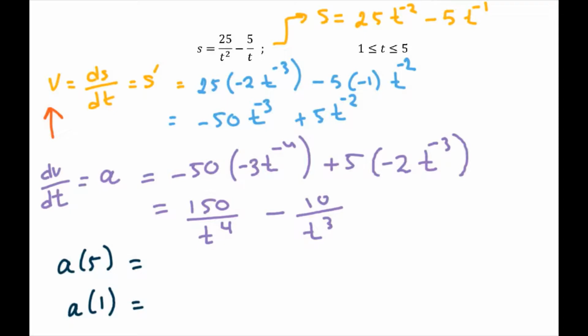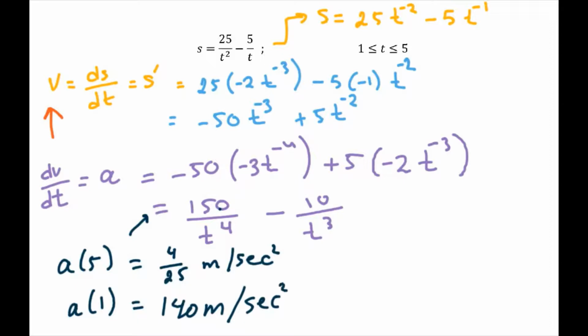Okay, and in order to find the acceleration at the endpoints, we'll find a5 and a1, by substituting 5 in this function and 1 in the same function. We are going to get 4/25 meter per second squared. And when you substitute 1, it will be 150 over 1 to the power of 4 minus 10 over 1 to the power of 3. And that's going to be 140 meters per second squared.